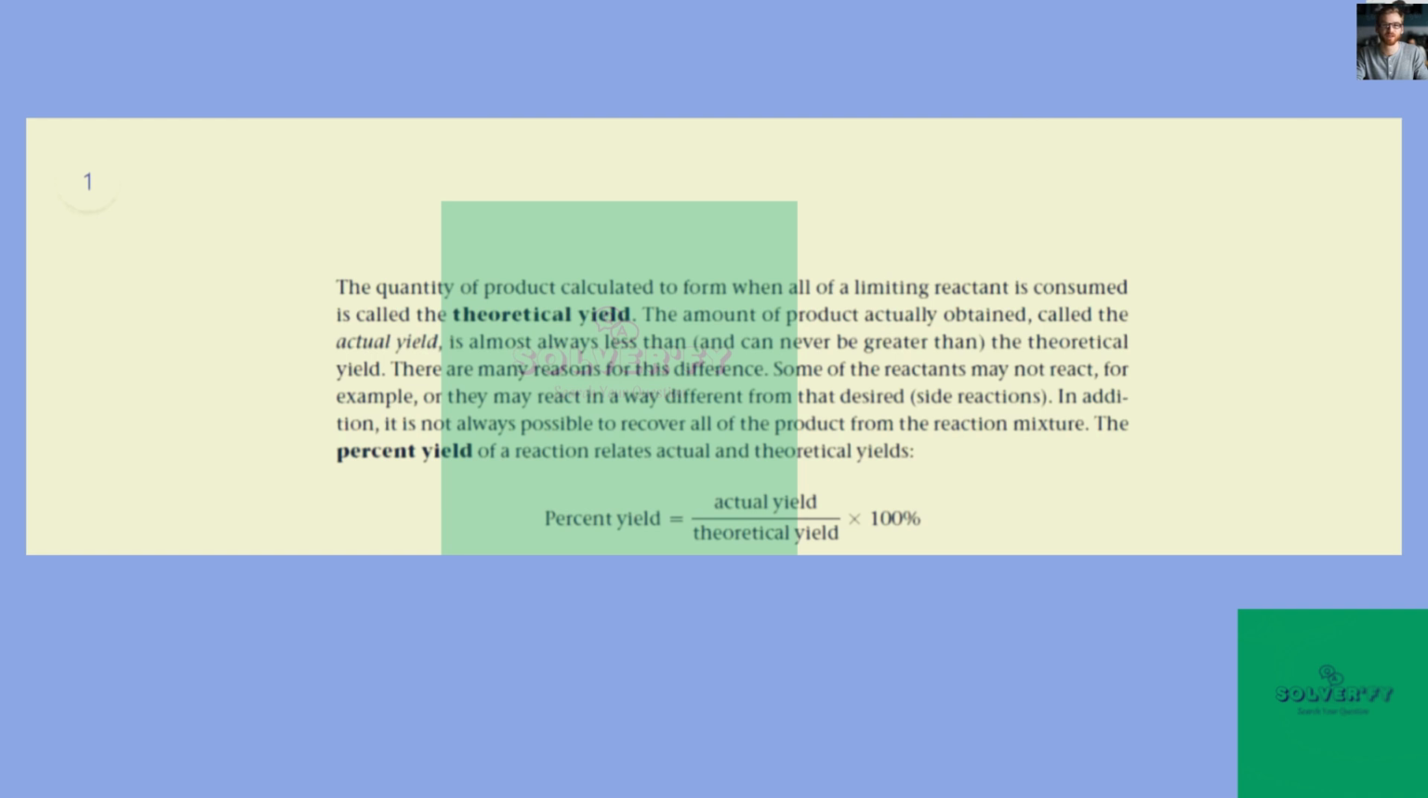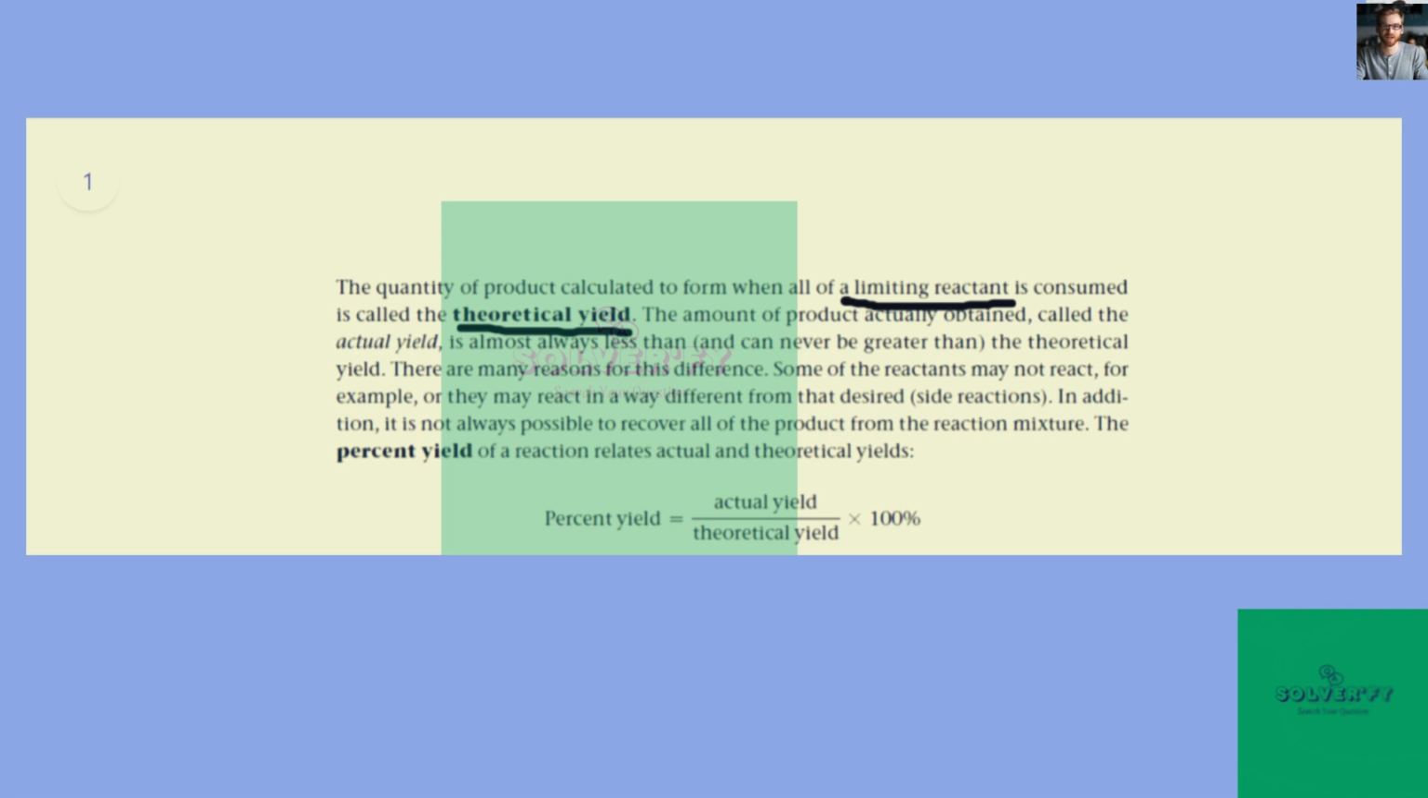So in this question, first we have to define three terms: theoretical yield, actual yield, and percent yield. From here, which is taken from the book, you can see that theoretical yield is basically the amount of the product that can be found from a reaction theoretically, or in other words, in all the reactions we have a limiting reactant. So when all the limiting reactant is consumed, the quantity of the product at that time is called the theoretical yield.